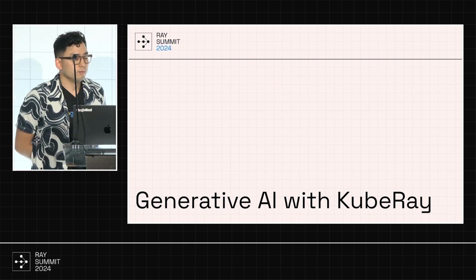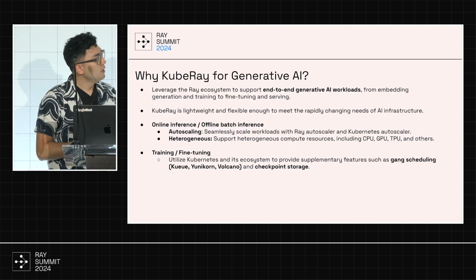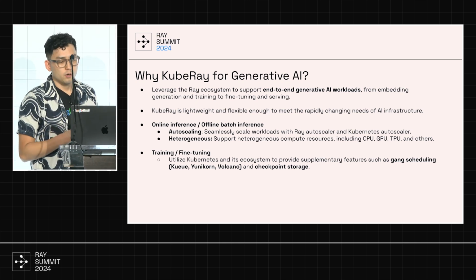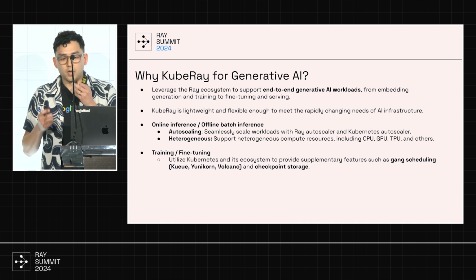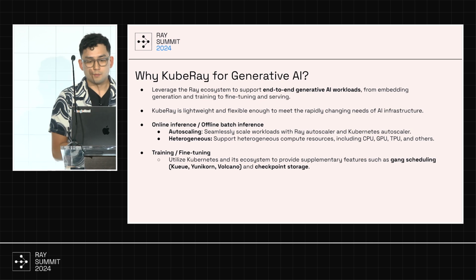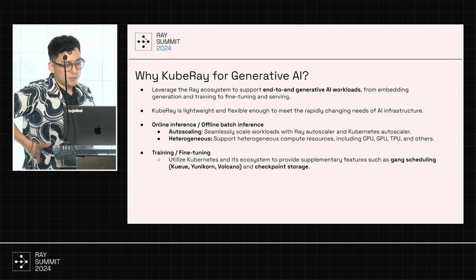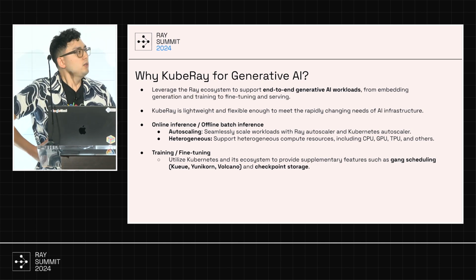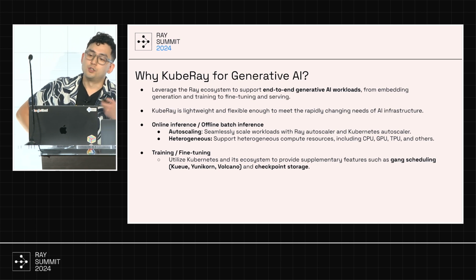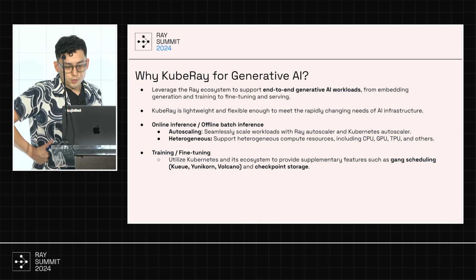So yeah, let's cover some use cases around generative AI that KubeRay is enabling today. KubeRay provides a platform that has end-to-end support for generative AI use cases, from embedding generation for RAG, training and fine-tuning models, and production-ready inference. And it does this while providing a flexible and light platform that can meet the rapidly changing needs of AI infrastructure. Some specific capabilities to highlight are auto-scaling capabilities for online inference and support for heterogeneous compute resources that is often needed for offline batch inference.